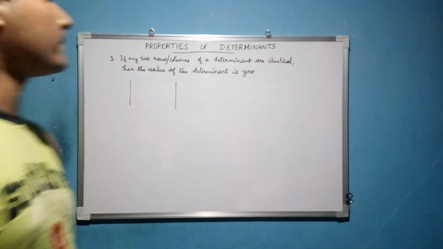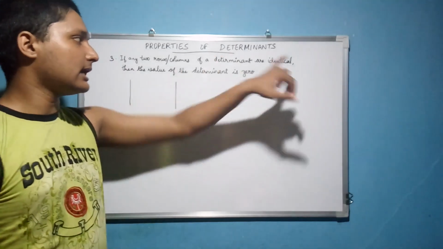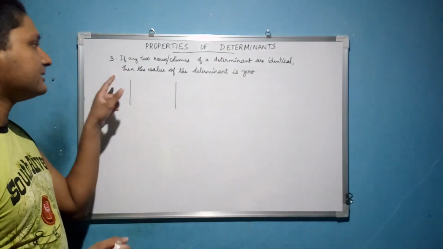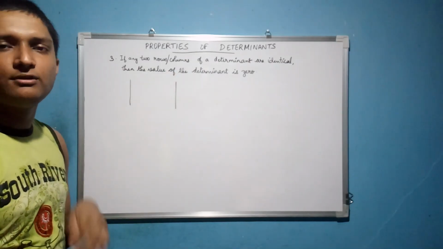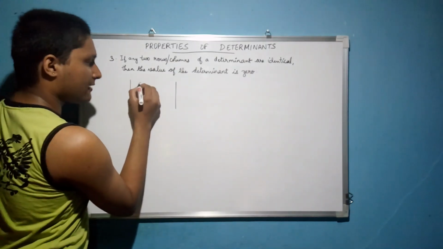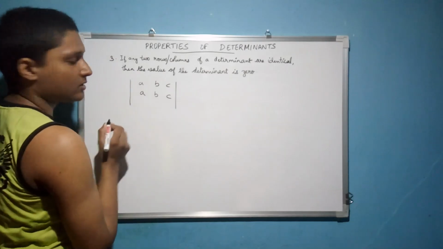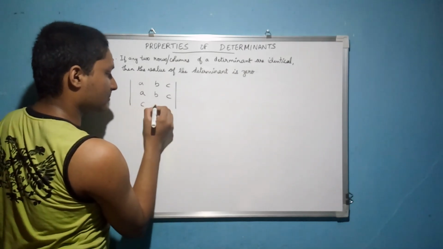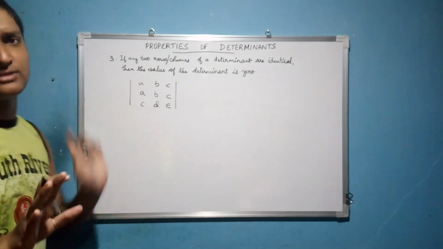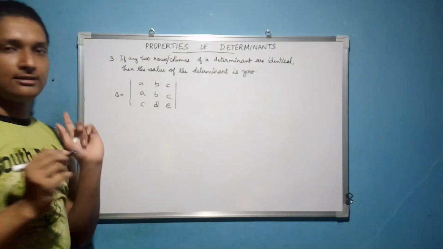Okay, now we have a third property. The third property states that if any two rows or columns of a determinant are identical, identical meaning all the elements are the same over there, then the value of the determinant is 0. So we'll find out how we get that it is equal to 0. Maybe we have A, B, C in the first row and the second row also has A, B, C. Now we have maybe some other elements C, D, E, whatever. I took C, D, E only here. So this I'll mark as delta.